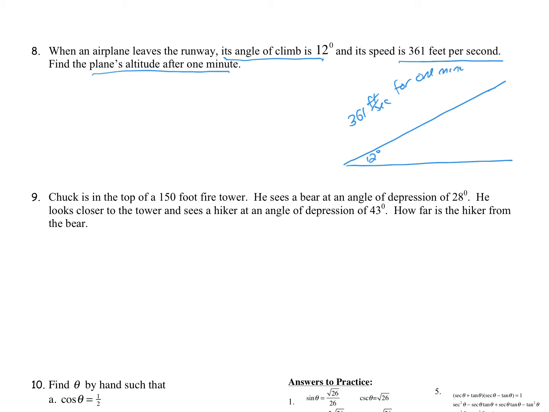We're not told the length, and we're asked to find the plane's altitude. So the altitude is going to be the vertical side of this triangle. I'm going to call that X. So if we could figure out one of the other sides, we could determine the height or the altitude of the plane. So we should be able to figure out how far the plane travels. So that will be the hypotenuse, because we know its speed and we know the time it's traveling.